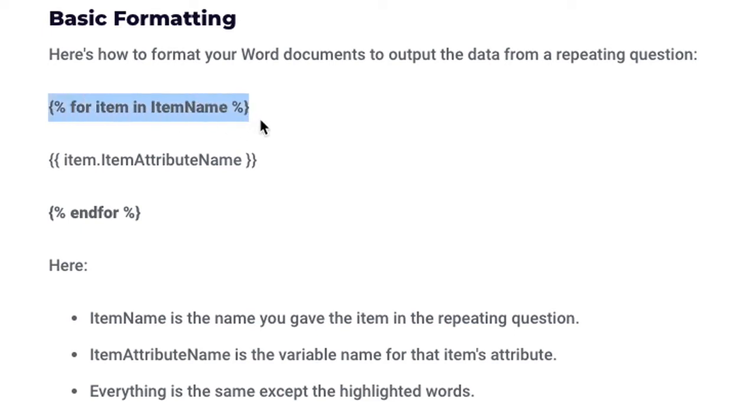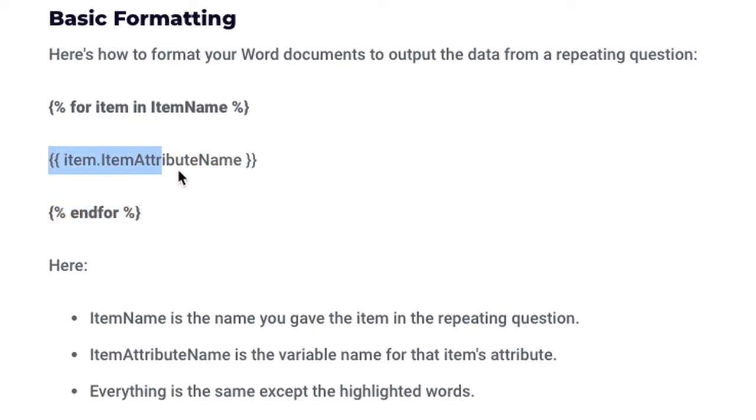So the opening is saying "for item in item name." The item name right here is going to be the item name that you have chosen for your own repeating item inside of your workflow. So it's saying for every item in that item name, so for example, if your item name was children or property, for every single item that we have that is a child, I want this to be inserted on the screen, and then I want it to end here.